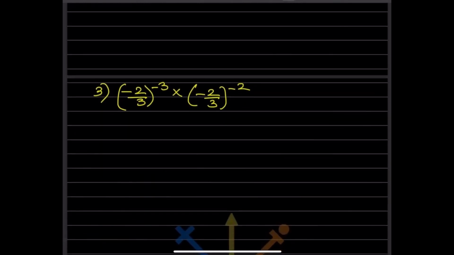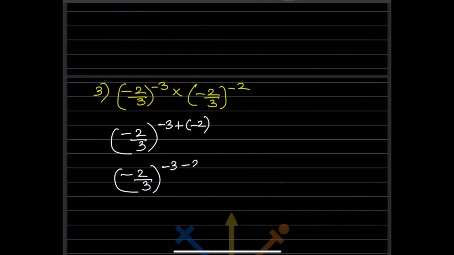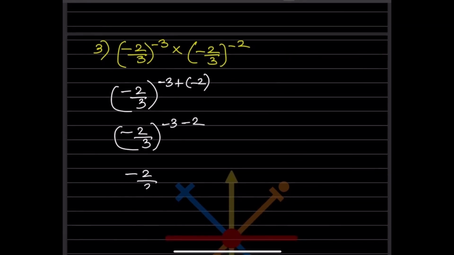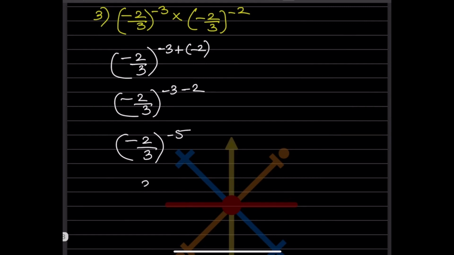Now let us see this one. Here we can see that the base is the same. So we are going to use the rule a raised to m into a raised to n is a raised to m plus n. So now what will you do here? Minus 2 by 3, and these you are going to add. So that will be minus 2 by 3 raised to minus 3 minus 2. So this will be minus 2 by 3 raised to minus 5. Now you can see that the exponent is negative, so you are going to flip over this one. So it is going to be 3 by minus 2 raised to 5.